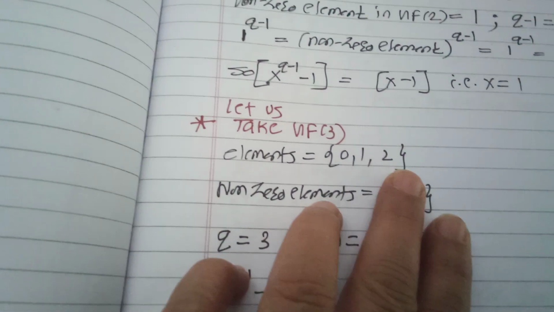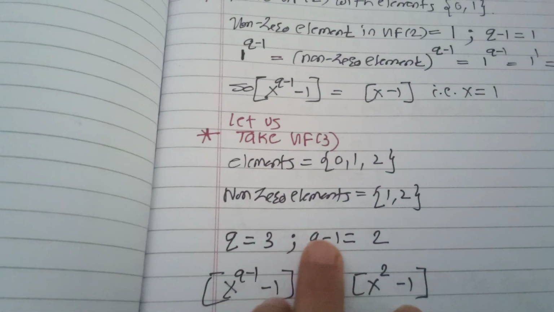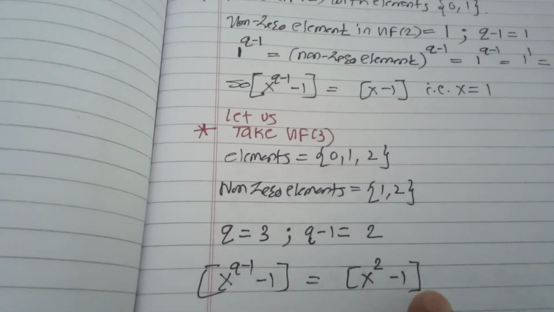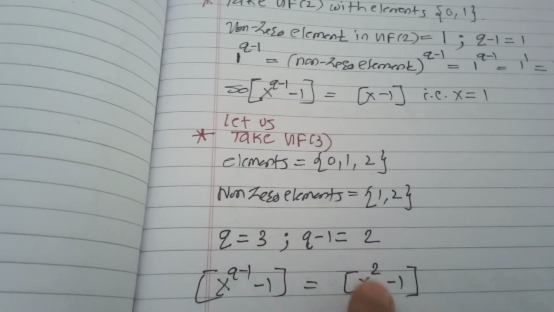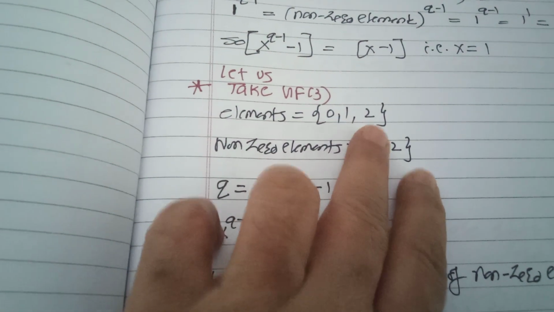Then let us take Galois field 3. It has elements 0, 1, 2. The non-zero elements are 1 and 2. q is equal to 3. q minus 1 is equal to 2. x raised to q minus 1 is equal to x square minus 1, because q minus 1 is equal to 2. So let us find the q minus 1 powers of the non-zero elements.